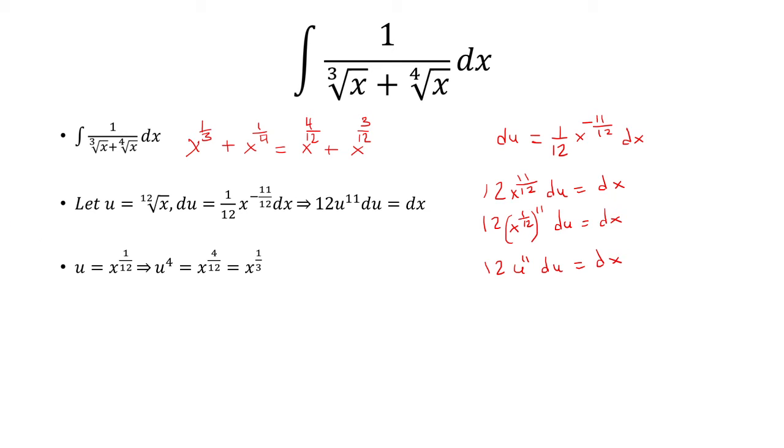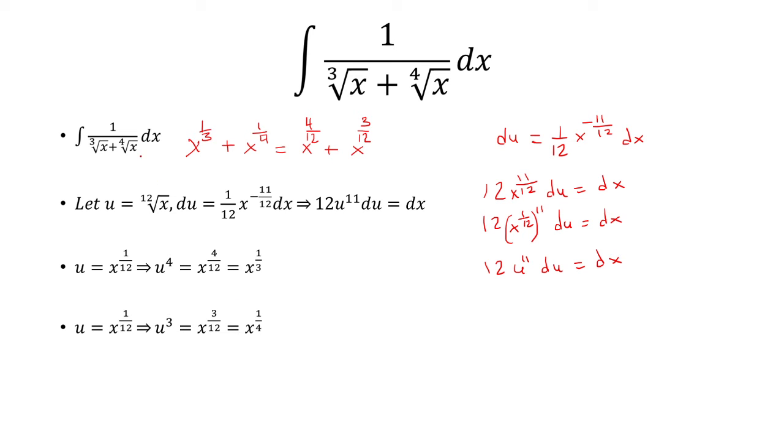Okay, now let's focus on the cube root of x. I want to rewrite the cube root of x in terms of u. Well, u is the 12th root of x, so if I raise both sides to the 4th power, I get u to the 4th is the cube root of x.